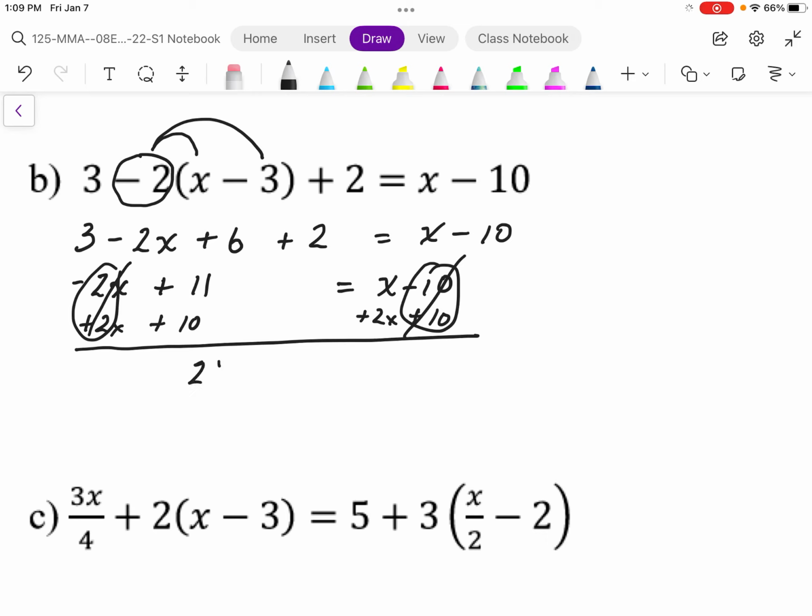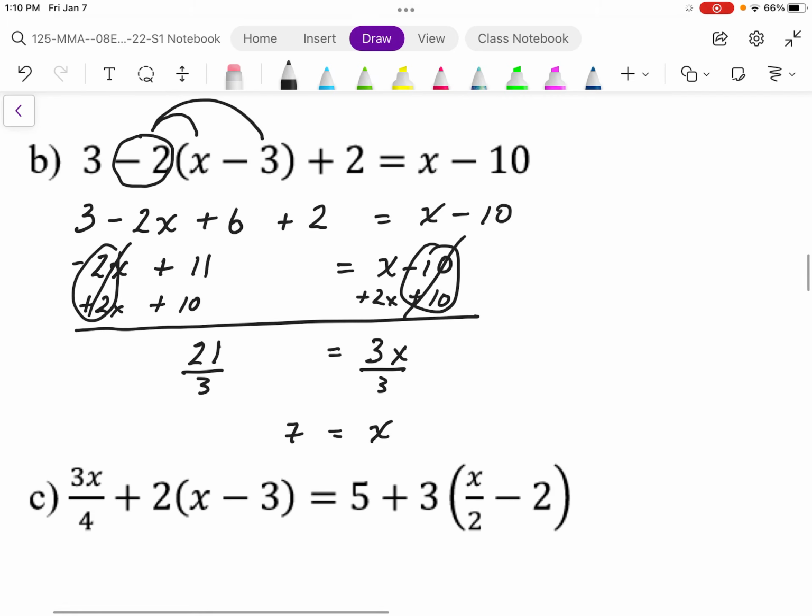So I end up with 21 is equal to, when I add up the x's on the right-hand side, it looks like I have 3x. Undo a times with a divide. And keeping it balanced, I've got x by itself. X is equal to 7. And I can always check it by plugging it back in.